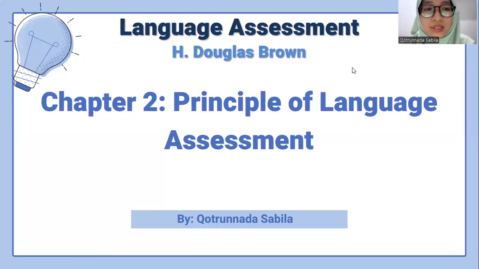Hi everyone, so today I would like to explain Chapter 2, Principle of Language Assessment from Language Assessment book by Douglas Brown. So let's get started.